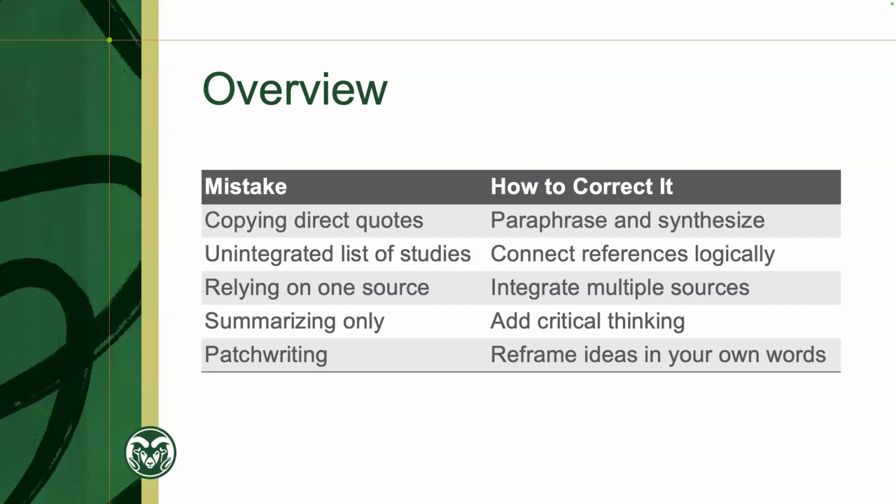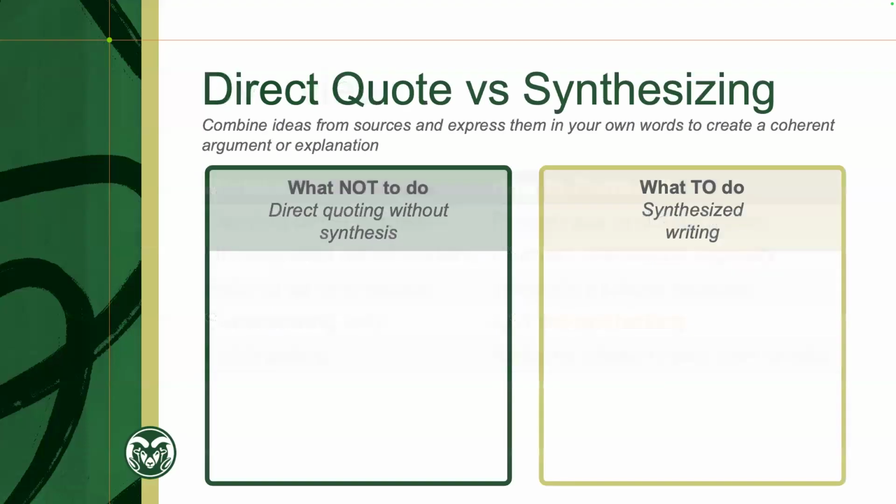So let's walk through each of these. The first one is direct quotes versus synthesizing. The idea here is that you should combine ideas from sources and express them in your own words to create a coherent argument or explanation. What we should not be doing is just taking a direct quote and not rephrasing it in the context of how you're applying it.